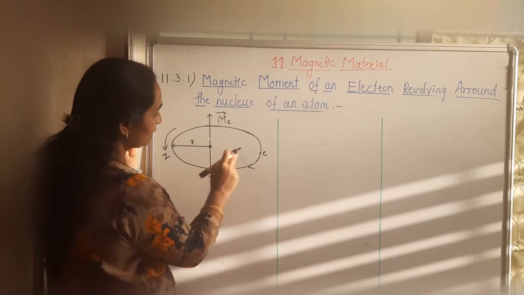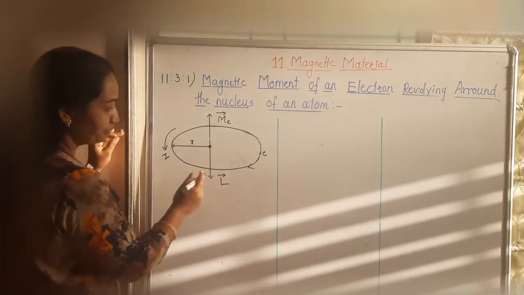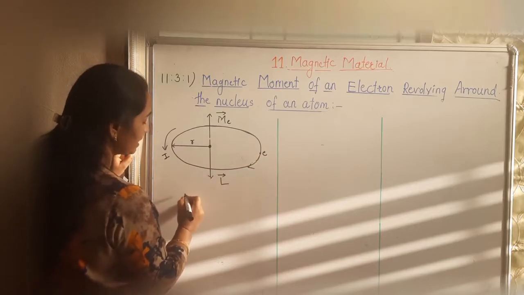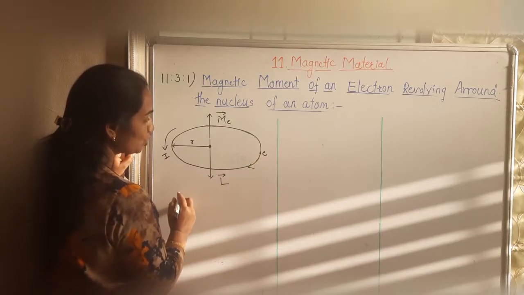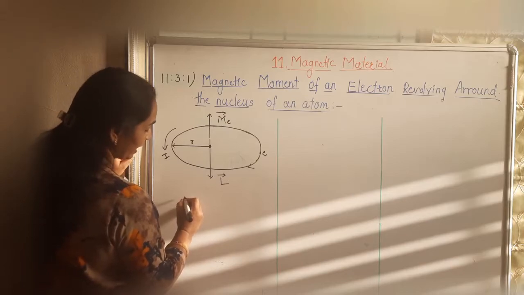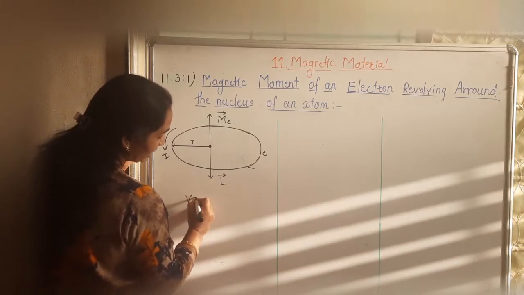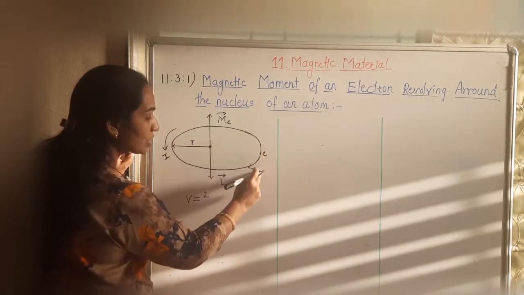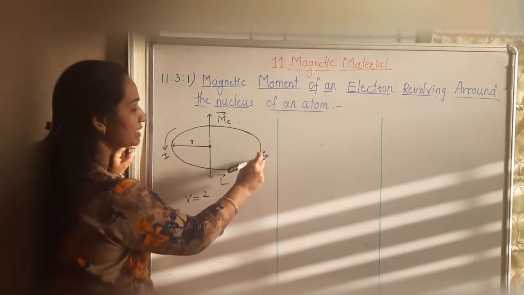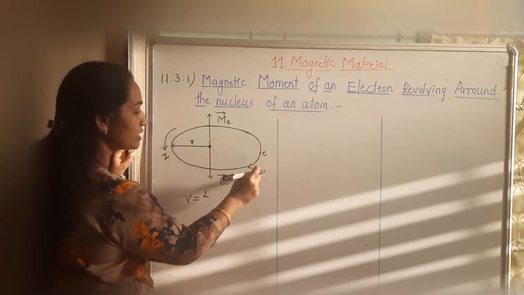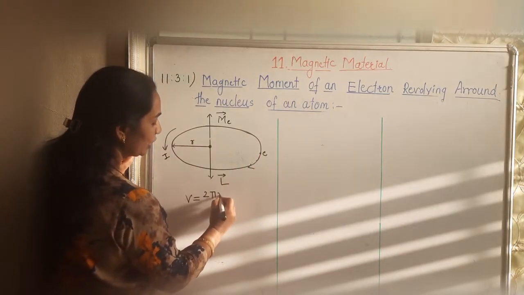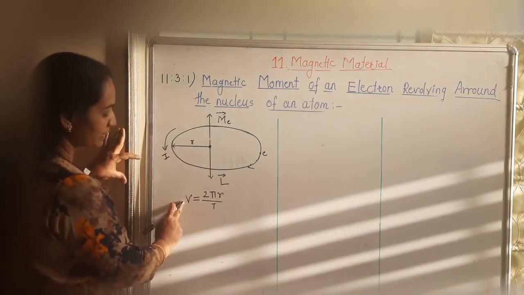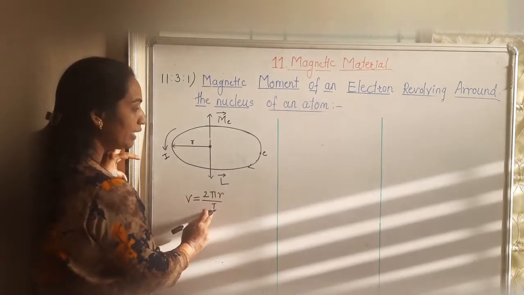If the electron covers a distance 2πr in unit time, this is the orbital speed. The electron covers the total distance 2πr in one time period, so the orbital speed v is equal to 2πr over T.